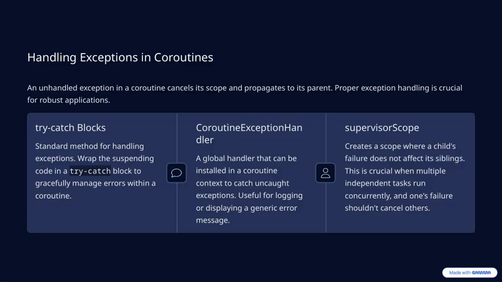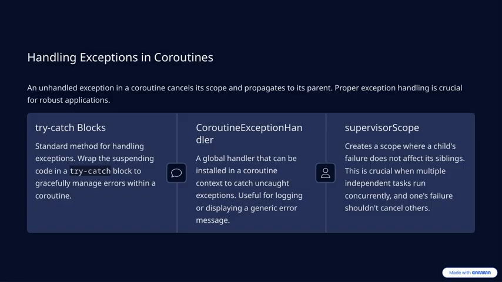Handling exceptions in coroutines is a key aspect of writing robust asynchronous code. When an unhandled exception occurs in a coroutine, it cancels its entire scope and propagates up to its parent. This means that if we're not careful, a single error can cause a cascade of cancellations, affecting multiple concurrent tasks. That's why proper exception handling is so crucial.